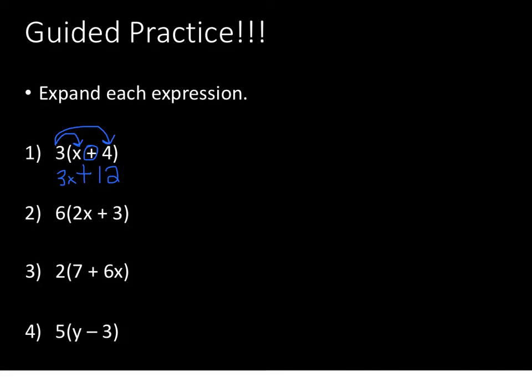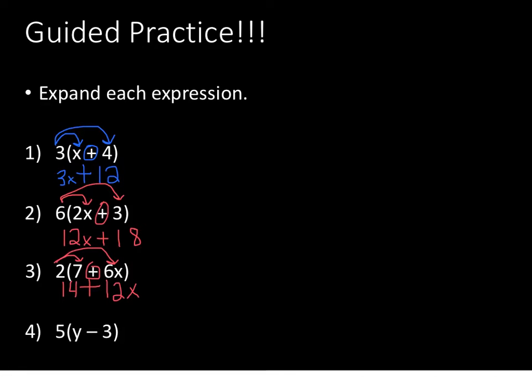So moving on to my second one, I have 6(2x + 3). So I have to do 6 times 2x, and 6 times 2x is 12x, plus 6 times 3, and 6 times 3 is 18, so I get 12x + 18. On the third one I have 2(7 + 6x), so I'm going to do 2 times 7, which is 14. Keep my same sign, so plus 2 times 6x, which is 12x.